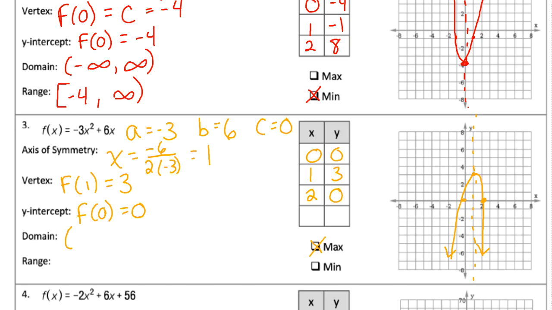So my domain and range finally are -infinity to positive infinity for the domain. And my range, since this one's pointing downwards, it's going from -infinity up to that maximum value, which was 3.